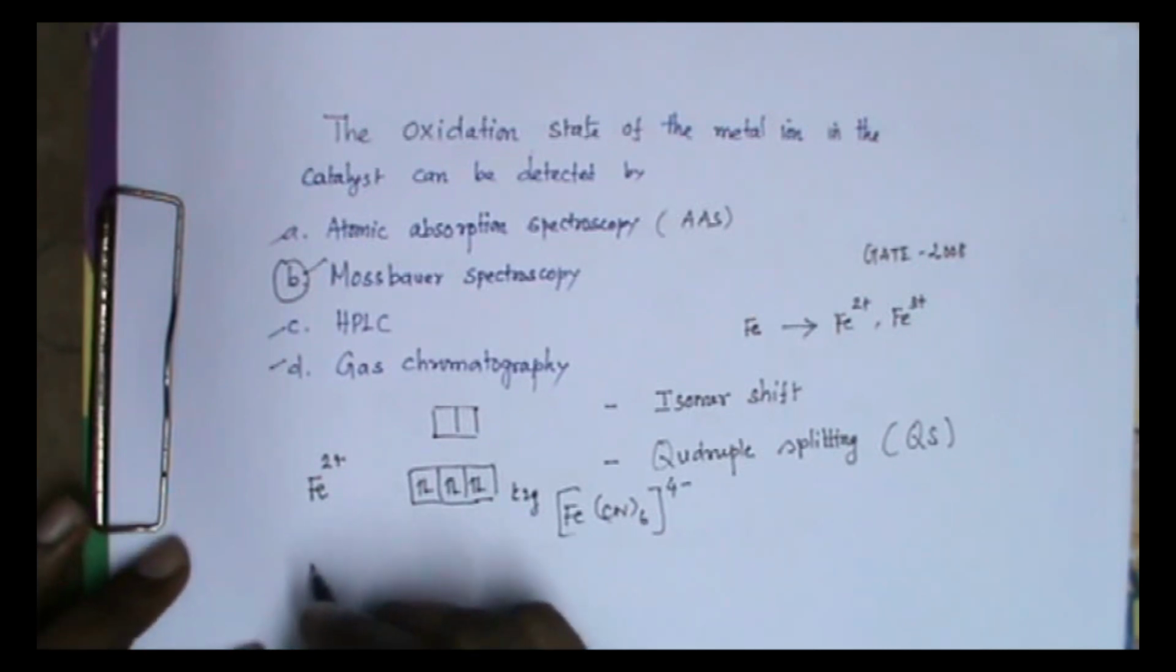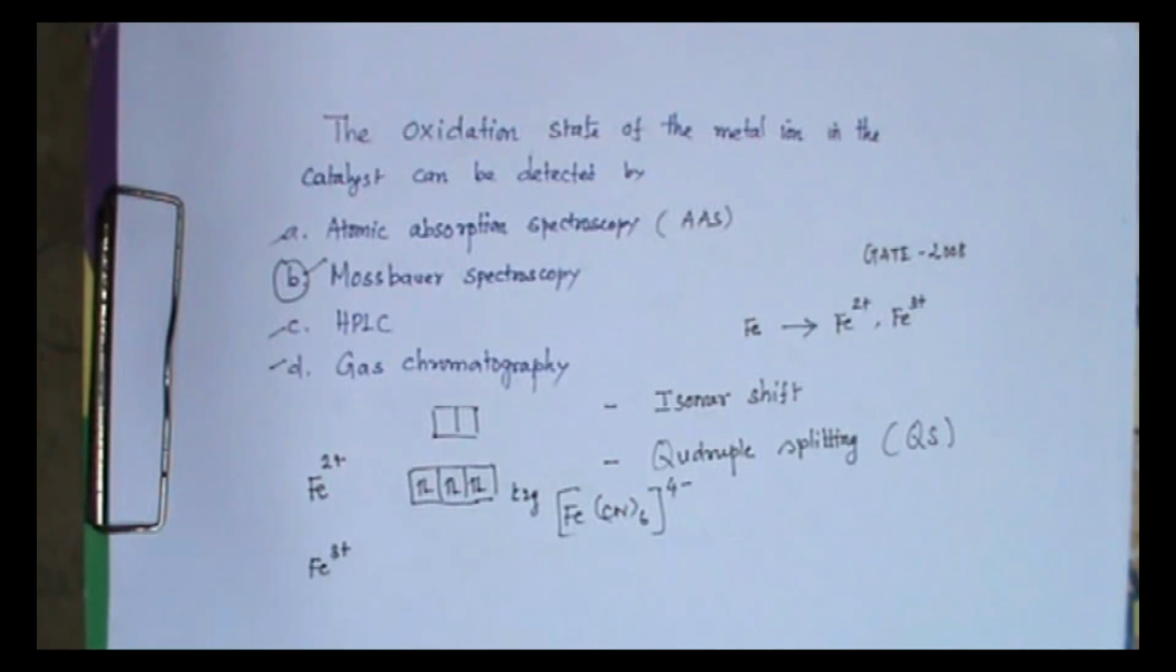Suppose it is Fe3+. The distribution will not be uniform. There will be only 5 electrons. In one direction, the electron richness will be less. So the electron density will not be uniform. In that case, there will be an electric field gradient. That will result in quadrupole splitting. So based on isomer shift or quadrupole splitting, it is possible to predict the oxidation state of the metal.